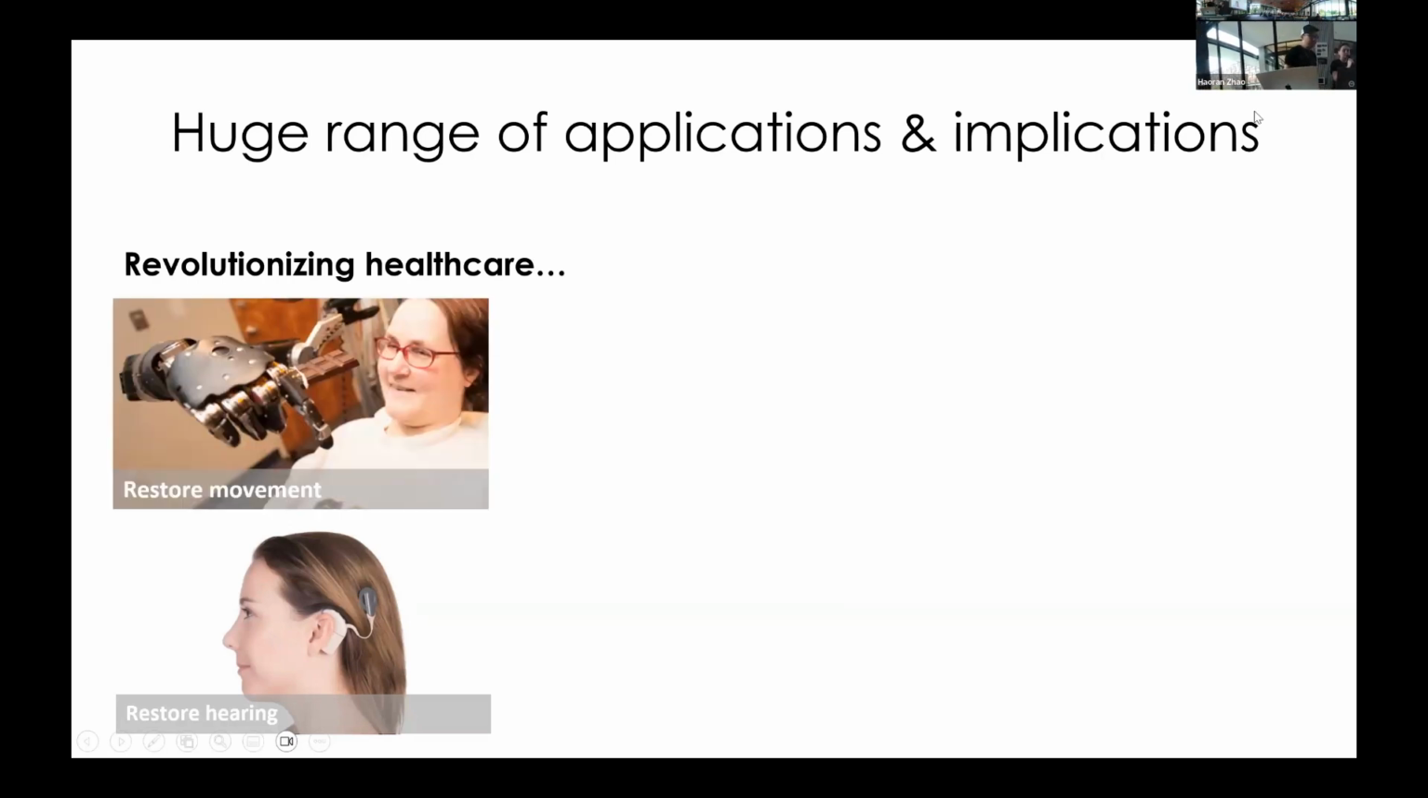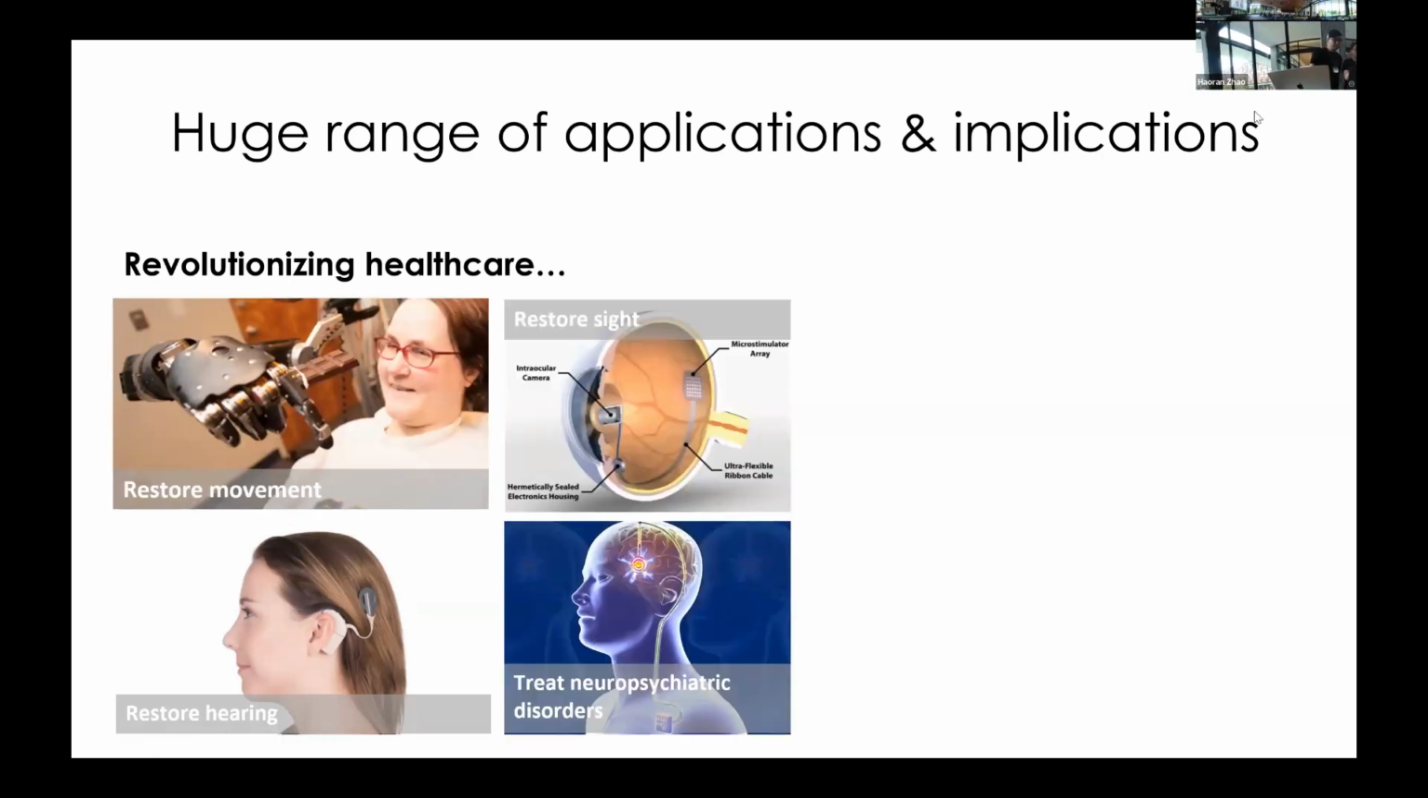So with this technology of neural interfaces, there are a huge range of applications and implications. We can revolutionize healthcare with cochlear implants, restoring movement, a retinal implant, or deep brain implants to treat neuropsychiatric disorders. I'm going to talk a little bit about the cochlear implant. We implant electrodes into the cochlea so that it can record sounds, and then we send that to a processor to interpret the sounds and restore hearing for people who have some loss of hearing.